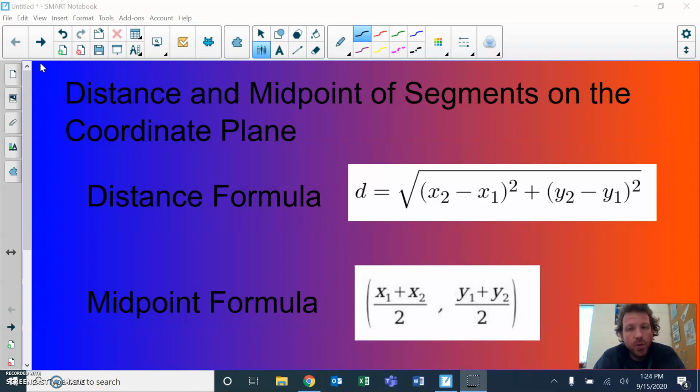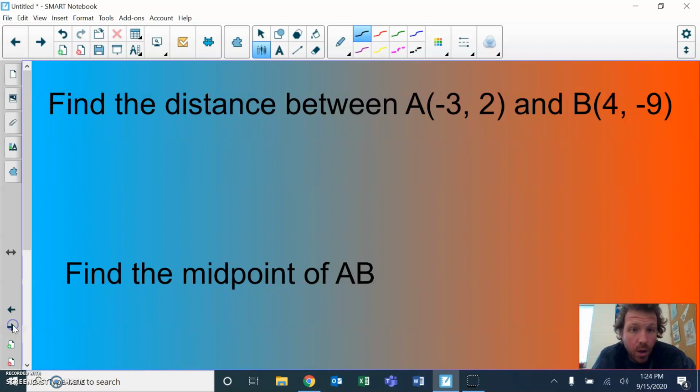And so we're going to look at those now, with an awesome example. I got a great example for you. Ready? Boom! We're going to find the distance between point A and point B. Point A is (-3, 2), and point B is (4, -9).